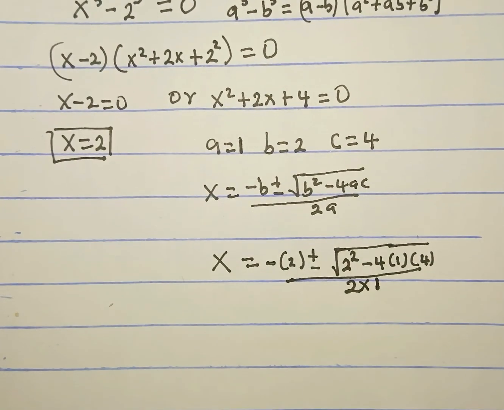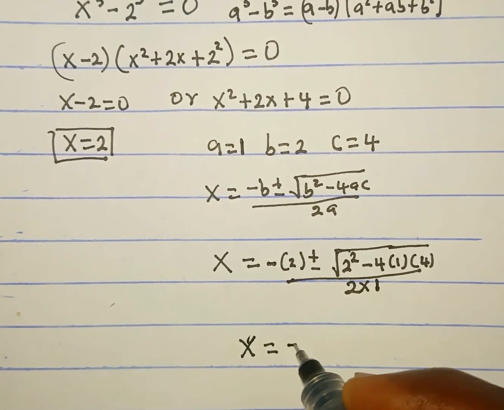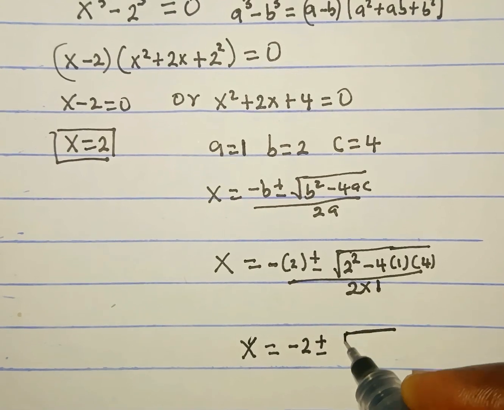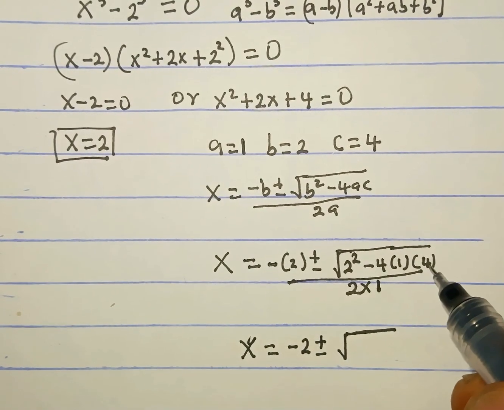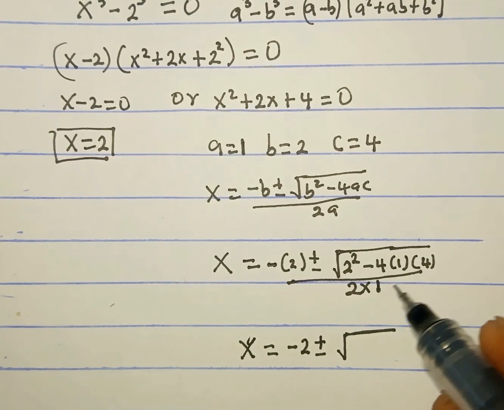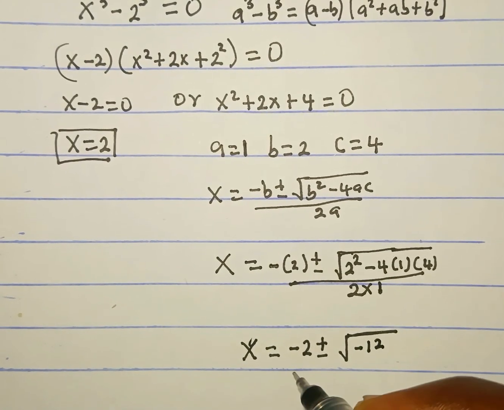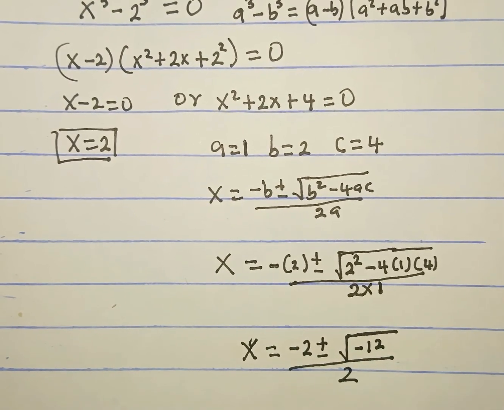So the next thing, we have x will now be equal to negative 2. Negative multiplied by 2 is negative 2, plus or minus the square root of 2 squared, which is 4. Then negative 4 multiplied by 4 is going to give us 16. 4 minus 16 is going to give us negative 12. So everything over 2 multiplied by 1, which is the same as 2.